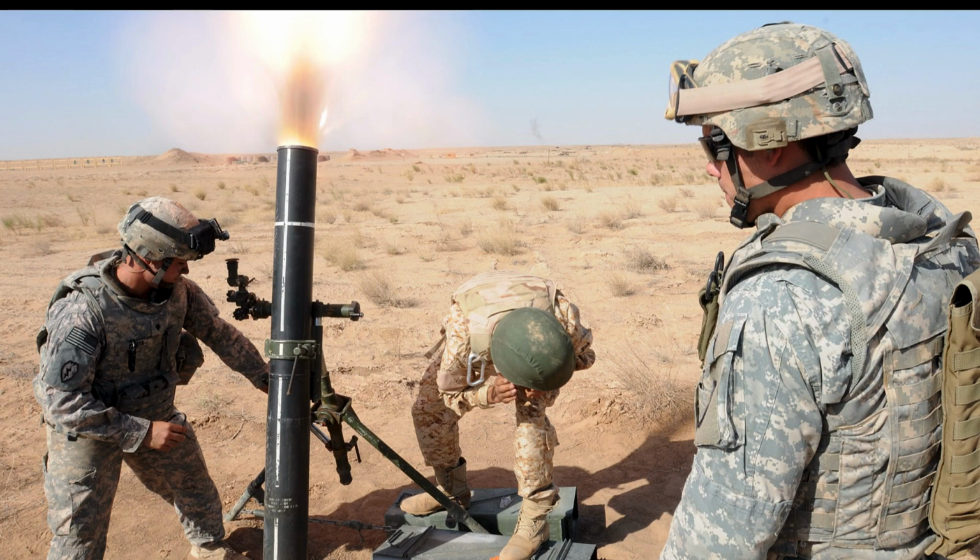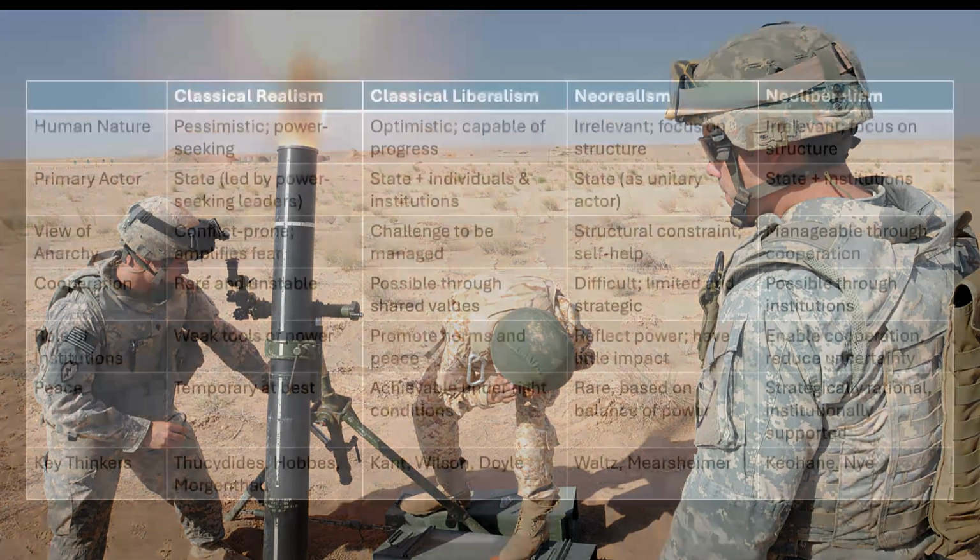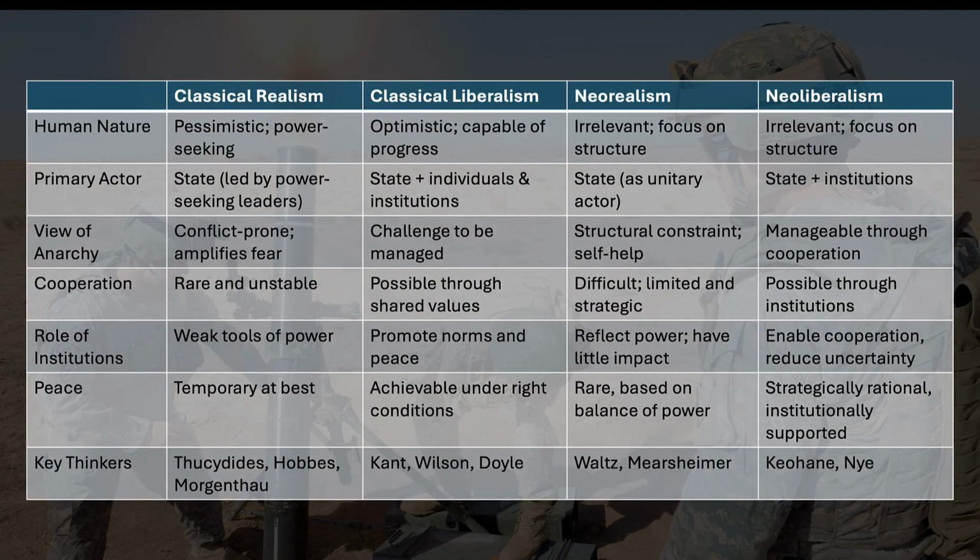What follows is a side-by-side snapshot of the four mainstream IR theories we've been comparing. Feel free to pause the video if you'd like to take a closer look. Remember that each theory gives us a different answer to the most fundamental questions in global politics. Who matters? What causes conflict? Can peace last? Should we trust institutions? More importantly, each theory sharpens our analytical toolkit. Some help us understand power and competition, others help us grasp cooperation and change. But none of them explain everything.